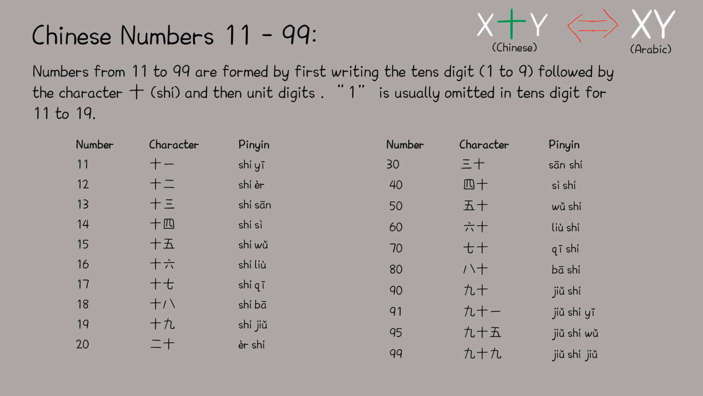Chinese numbers 11 to 99. Numbers from 11 to 99 are formed by first writing the tens digit, 1 to 9, followed by the character 10 and then unit digits. 1 is usually omitted in tens digit for 11 to 19. For example, 11 is written as 11, 22 is written as 22.